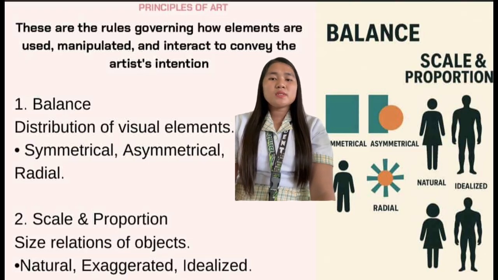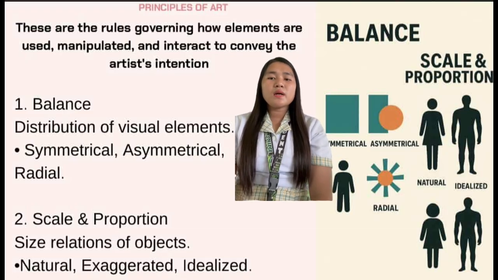So first is symmetrical. Symmetrical balance is when elements are evenly arranged on both sides like a mirror image, giving a formal and orderly feel. The second is asymmetrical balance. Elements are unevenly arranged but still create a sense of visual stability, often appearing more dynamic and interesting.